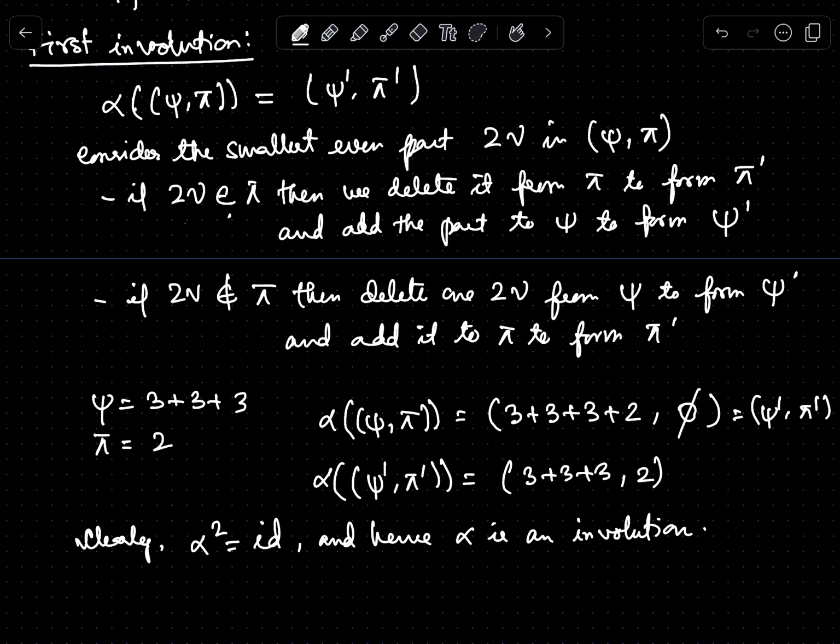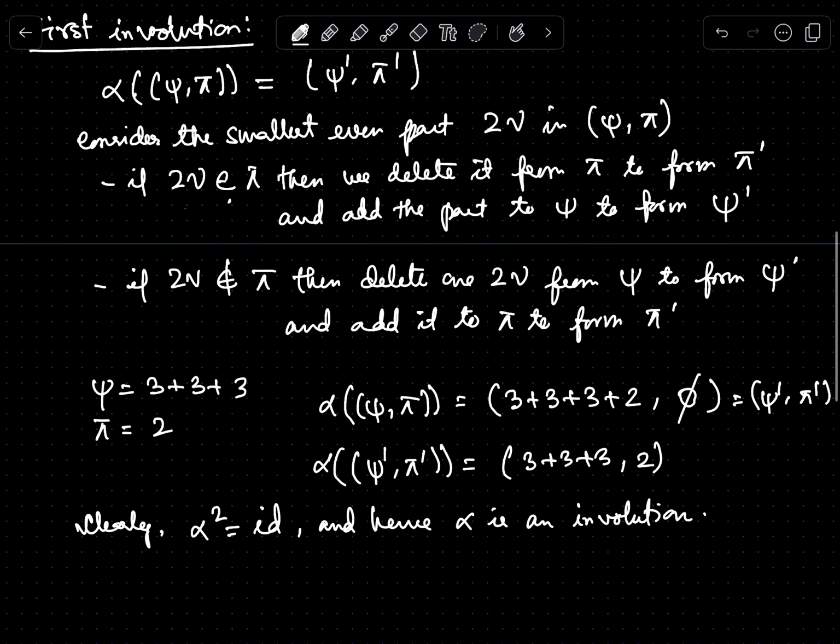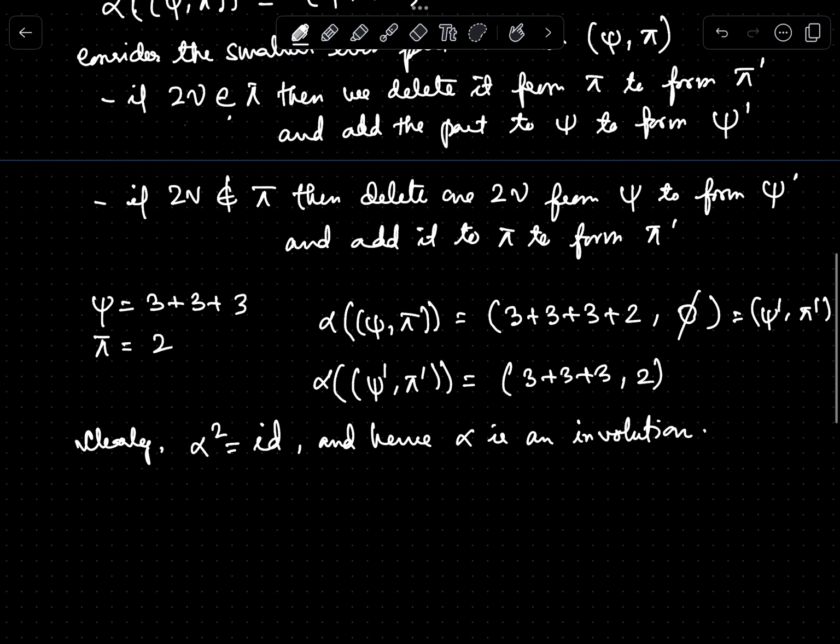And this is the first involution. Okay, so it's pretty easy. I mean, you just pick the smallest even part and then you move it to the other partition. Okay, that's it. The second involution is similar.